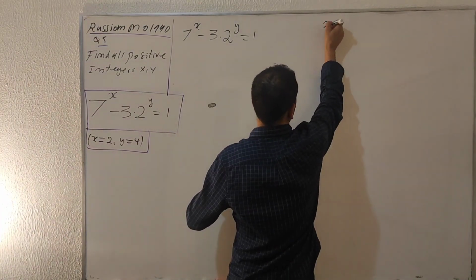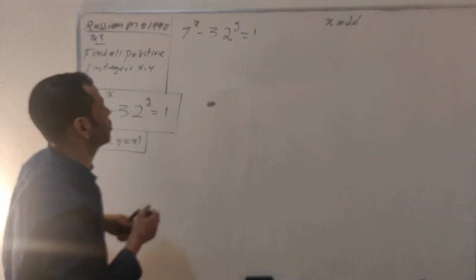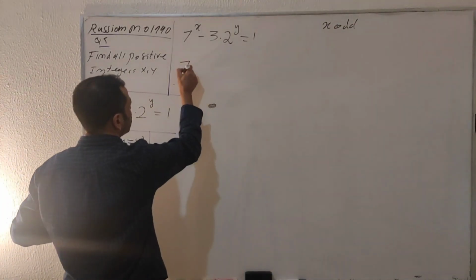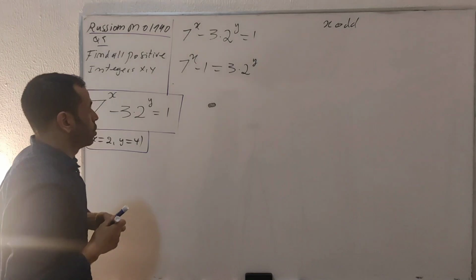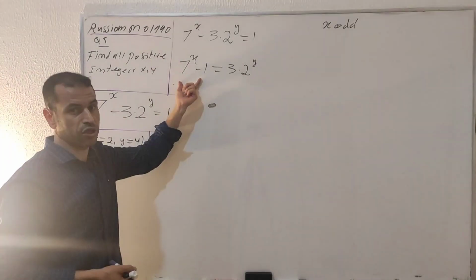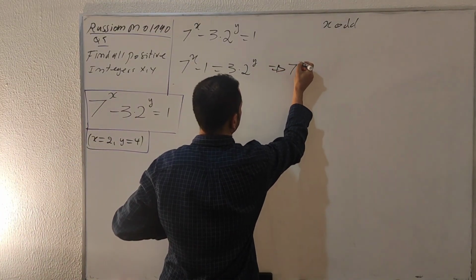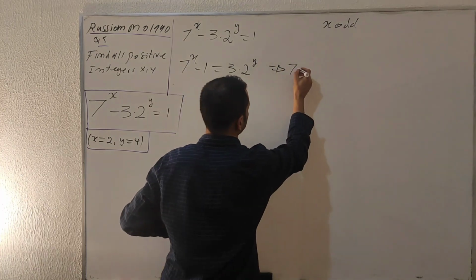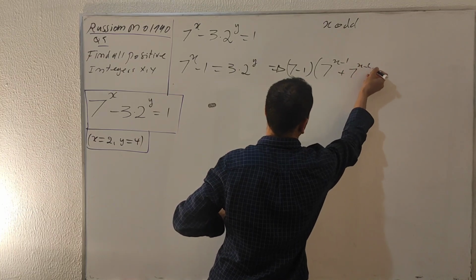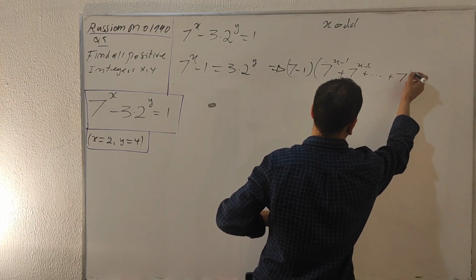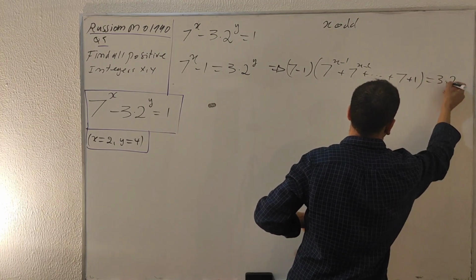If x is odd, I'm simply going to move number 1 to the left and move this term to the right. I will get 7 to the x minus 1 equals 3 multiplied by 2 to the y. Since x is odd, this is a factorable polynomial. Factoring it, we get 7 minus 1, times 7 to the x minus 1 plus 7 to the x minus 2, and so on until you get 7 plus 1, equals 3 multiplied by 2 to the y.